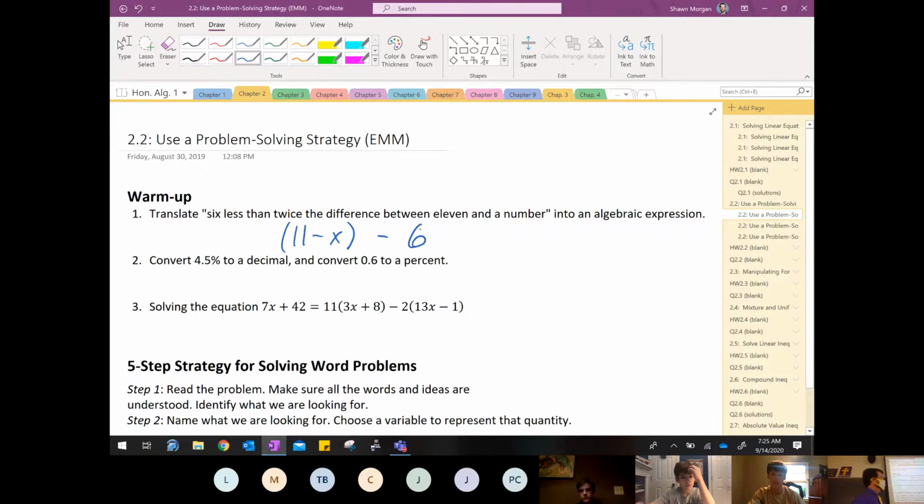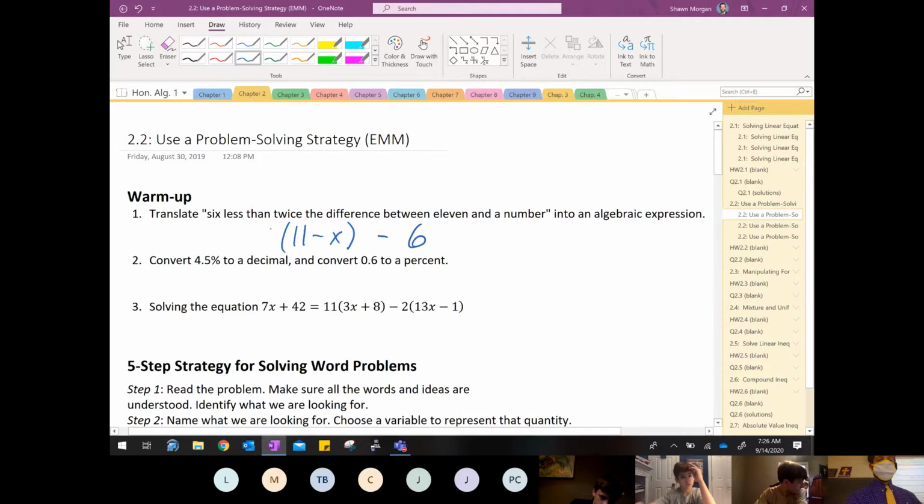When we translate something like this, we want to read the whole thing first. We don't want to just start writing things down, because I might write the number 6 first, but it says 6 less than something else, right? If I said, what is 6 inches less than your height? You're not going to say 6 minus your height. You're going to say your height minus 6. It's inverted, okay? So when we look at 6 less than something, we say that something minus 6. Then you ask, what is that something?